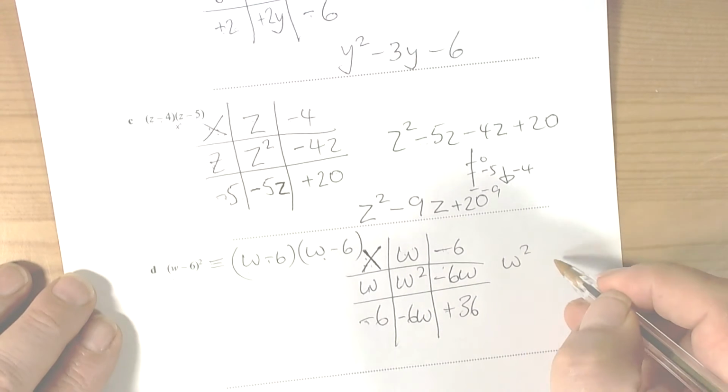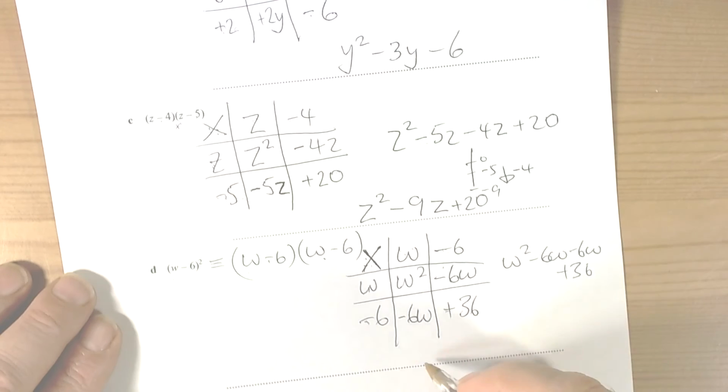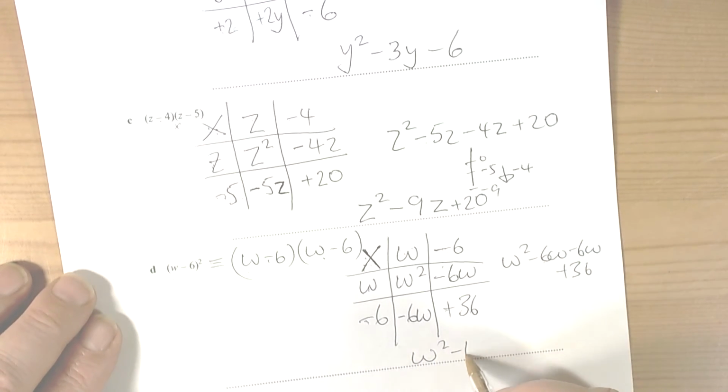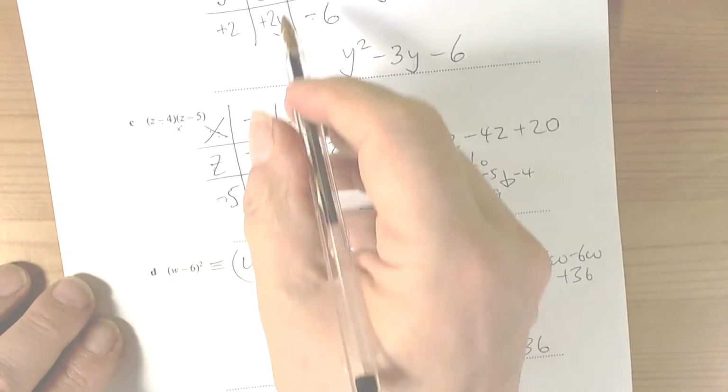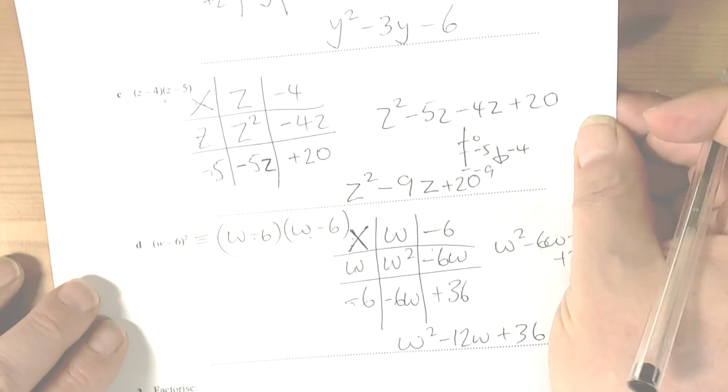Bring together our terms, so we end up with w squared. We've got take away 6w, take away 6 more w's, so that's going to be take away 12 w's altogether, plus 36.